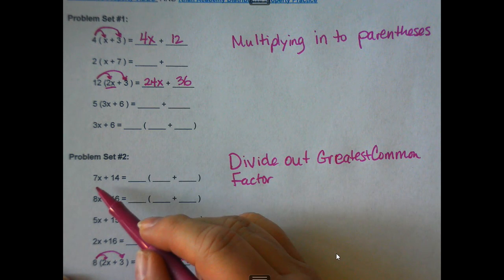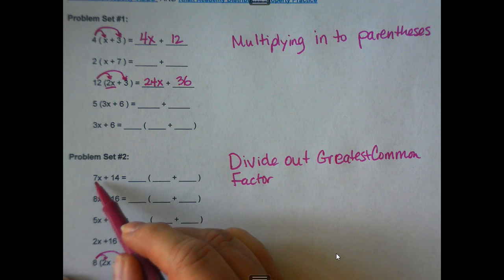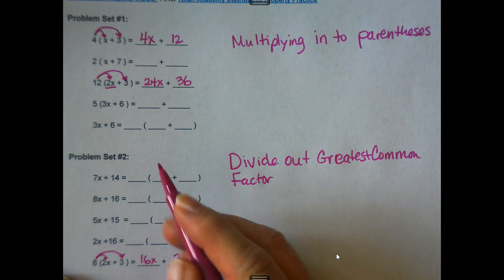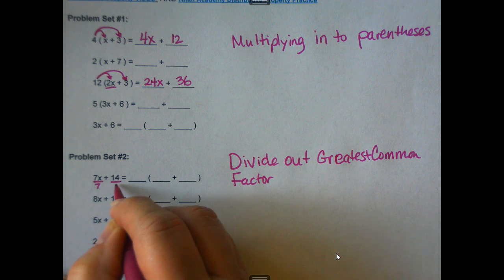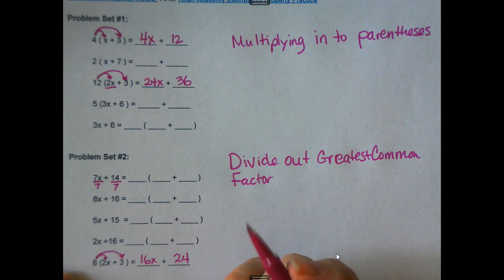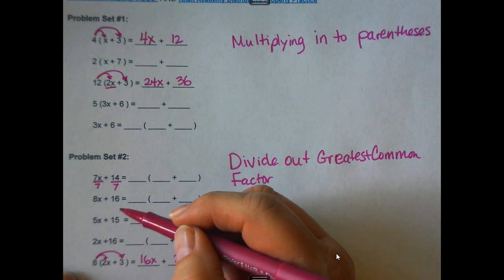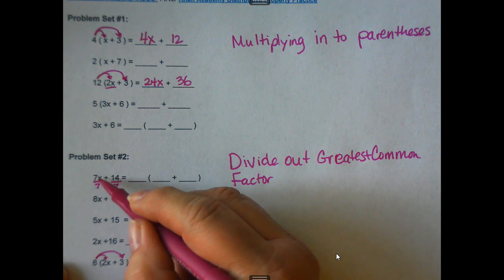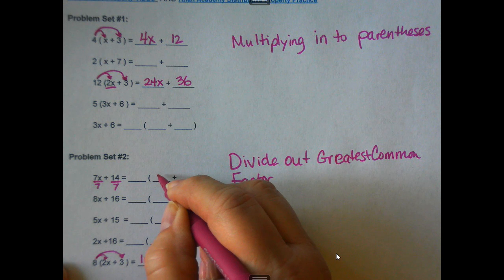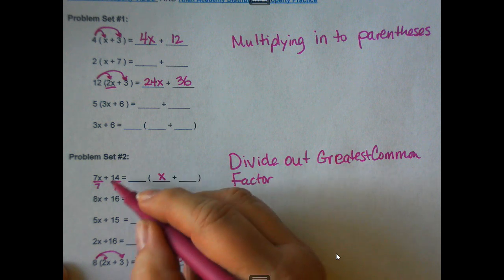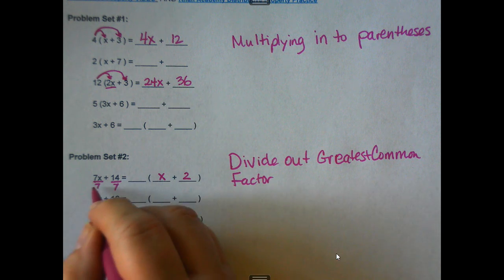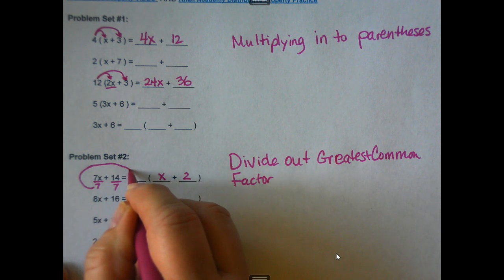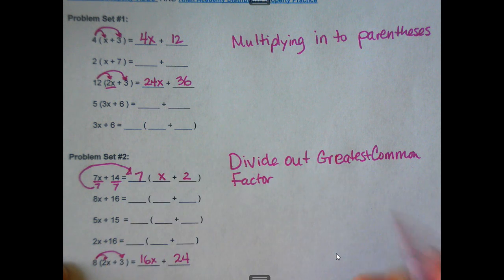When I look at this first problem, I see 7x plus 14. I know that 7 is a common factor for both of these. So I like to write down underneath, make these into mini division problems. 7x divided by 7 gives me x. 14 divided by 7 gives me 2. But what do I do with this 7 that I divided by? That goes in the very front of my problem.